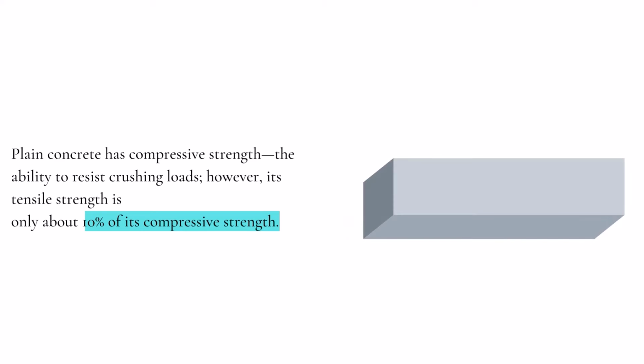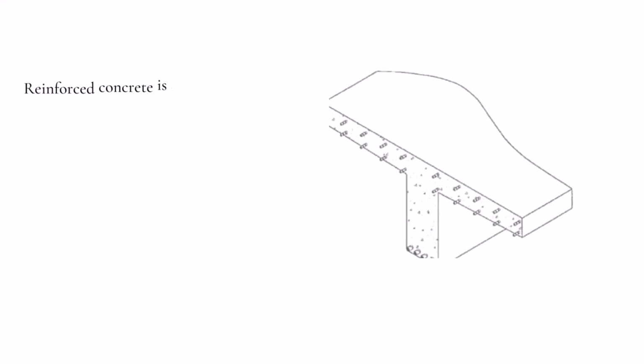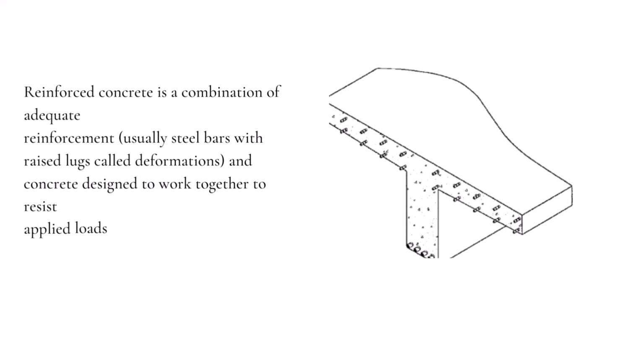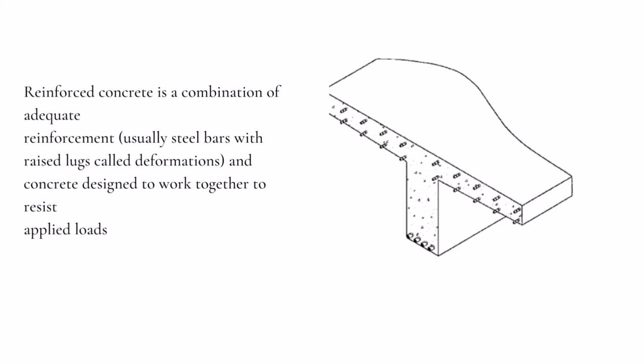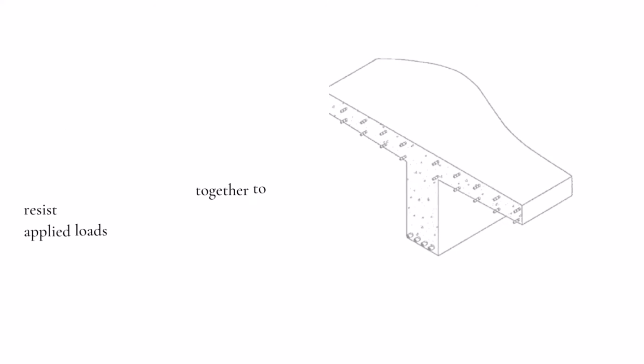Plain concrete has compressive strength, that is, the ability to resist crushing loads, and weak tensile strength, that is around 10% of its compressive strength. Its tensile strength is so low that it is nearly disregarded in the design of most concrete structures. Now, reinforced concrete is a combination of adequate reinforcement and concrete that is designed to work together to resist the applied loads both in tension as well as compression.